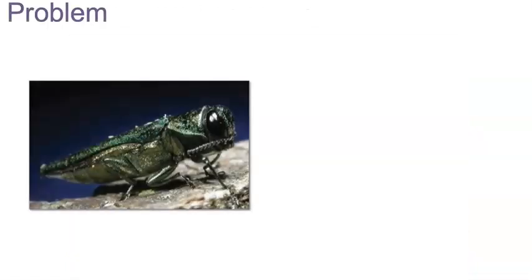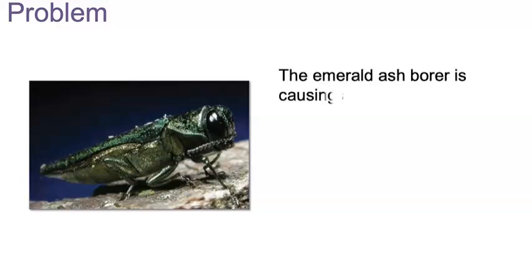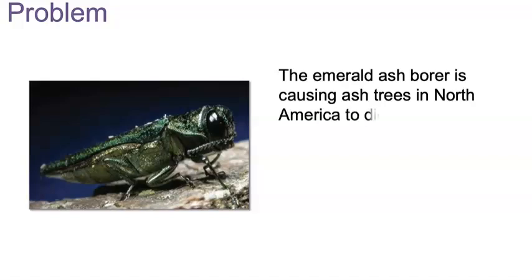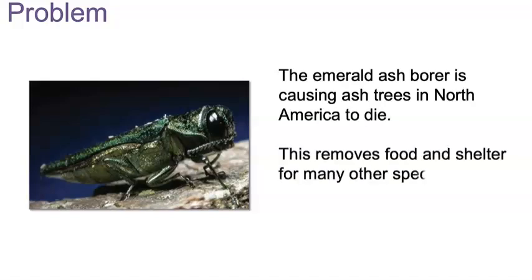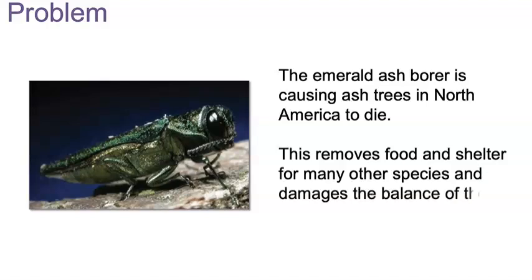So let's define the problem like this. The emerald ash borer is causing ash trees in North America to die. This removes food and shelter for many other species and damages the balance of the ecosystems here. That looks good to me. What do you think? Do you remember what we should do next? Let's review the stages of the engineering design process so we can continue to work toward a solution.